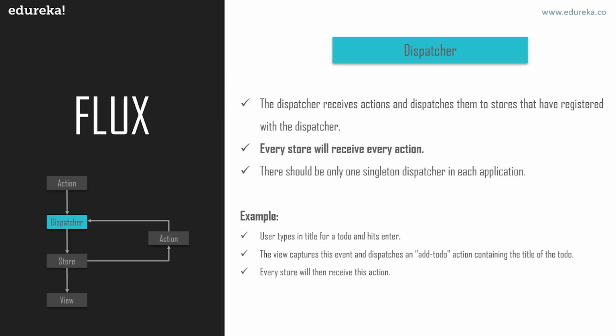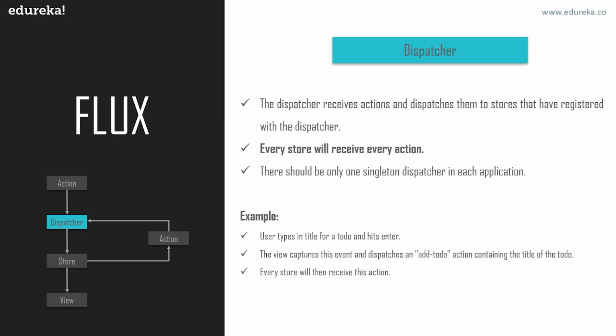Let me explain through an example. For example, a user types in a title for a to-do and hits enter. We are talking about a to-do application over here, implemented in Flux and Redux, for example. What happens is that the user types in a title for the to-do and then presses enter. What happens next? The view captures this event and dispatches an add to-do action containing the title of the to-do. In the title, you must have written some task that I have to do. That becomes the title of the to-do.